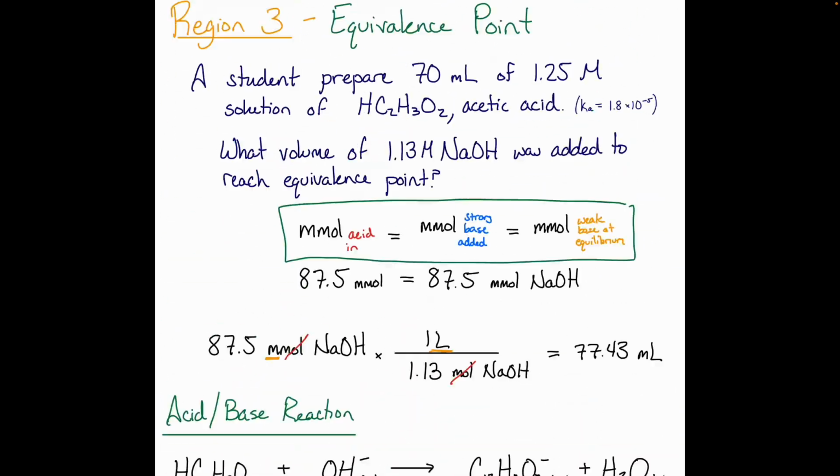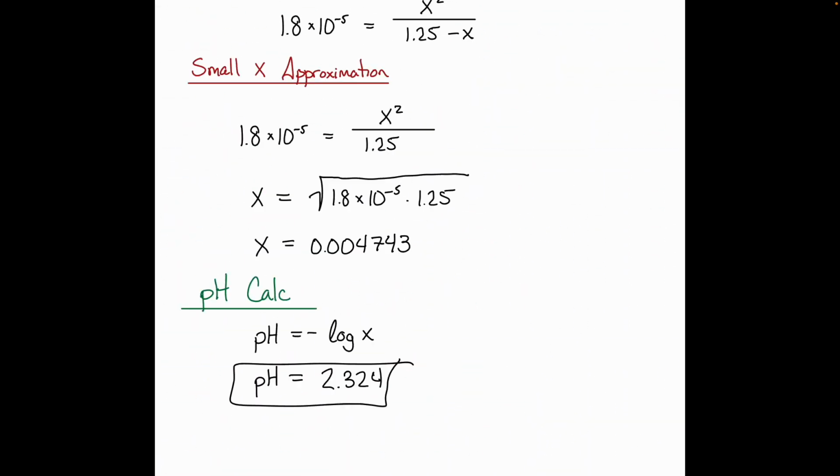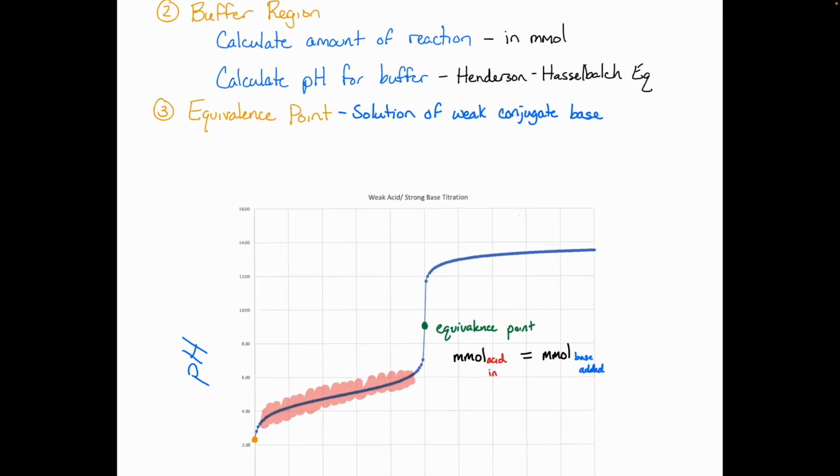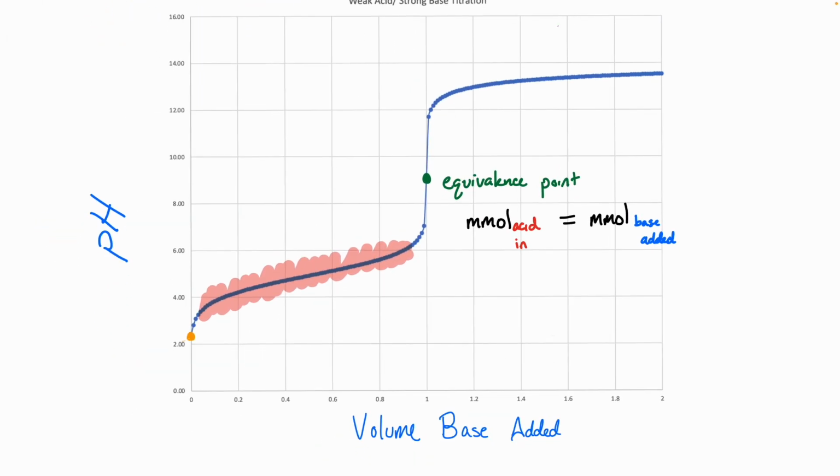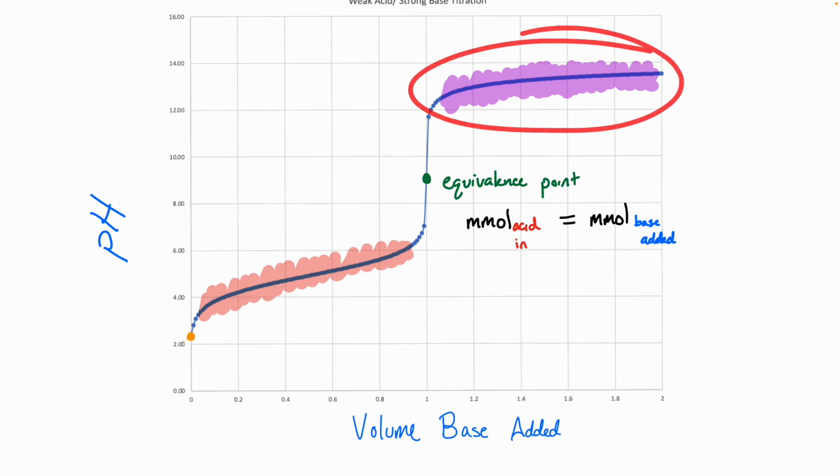All right, so we've got one more region to go here. Now we're in this region here, which means we have an excess of what? Now that we're past our equivalence point, the base, right? So now I have an excess of my strong base in there, which is why I'm at this really high pH. All right, so let's do a region 4 calculation.